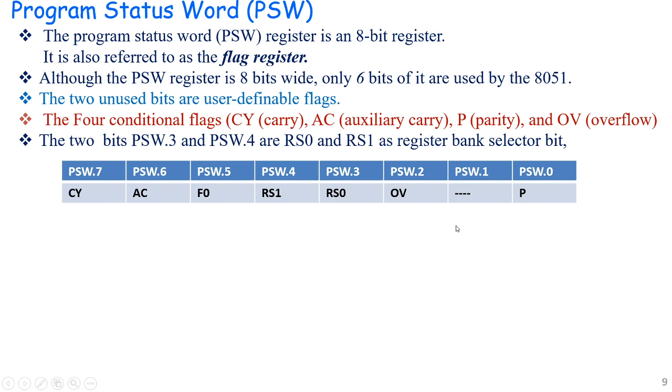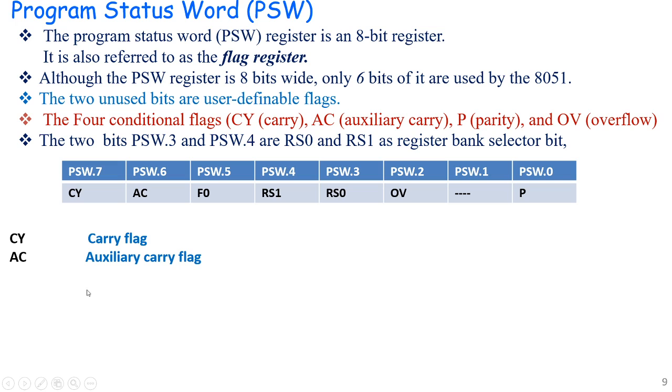This is the flag format of the PSW register. In exams a question is always asked on this topic: draw the format of the PSW register and explain each flag in detail, how they are set and reset. So PSW0 parity, PSW1 unused, PSW2 overflow, PSW3 RS0, PSW4 RS1, PSW5 that is F0, PSW6 auxiliary carry, and PSW7 carry flag.